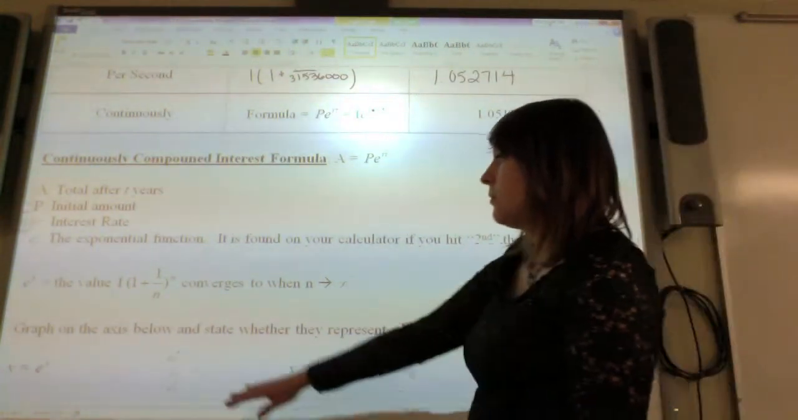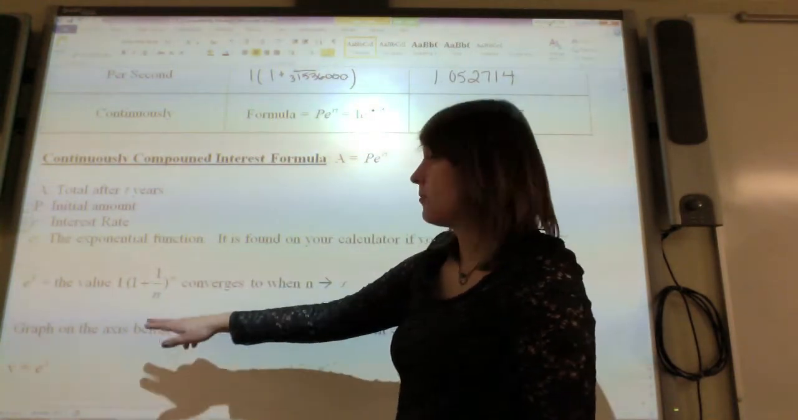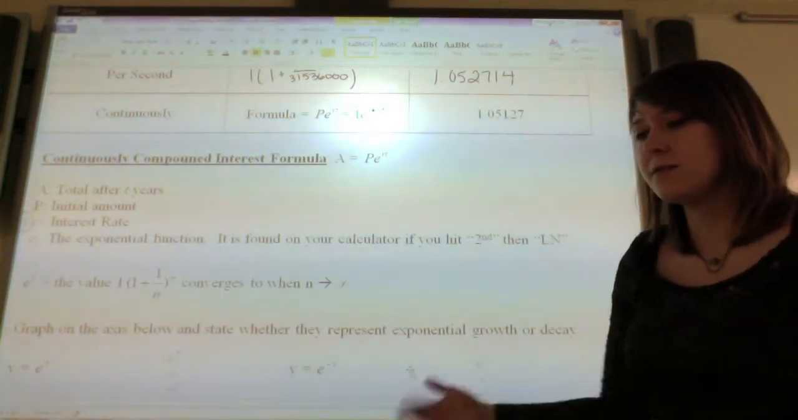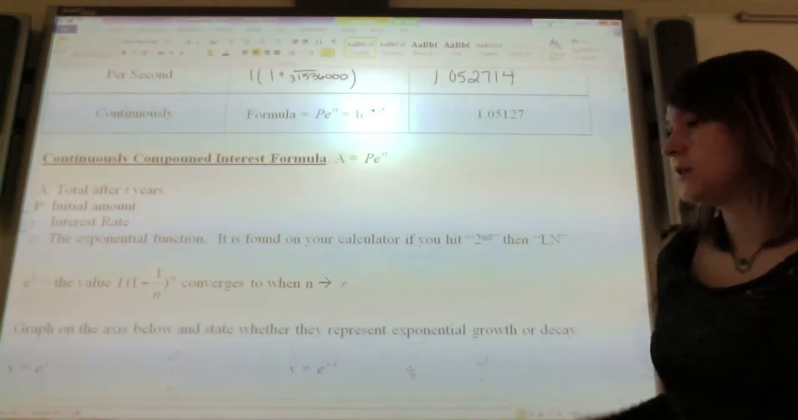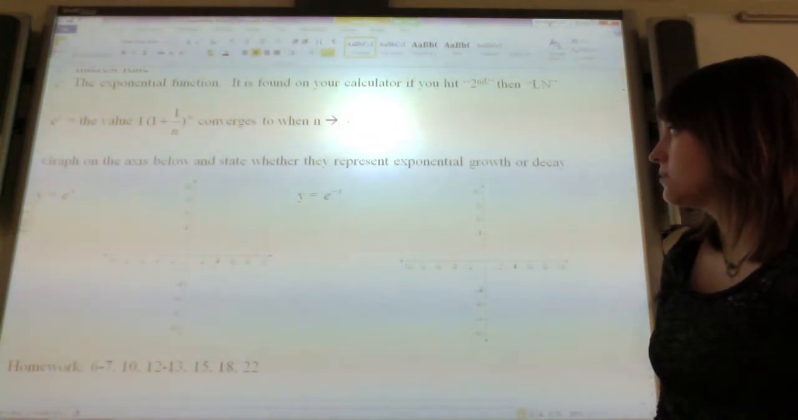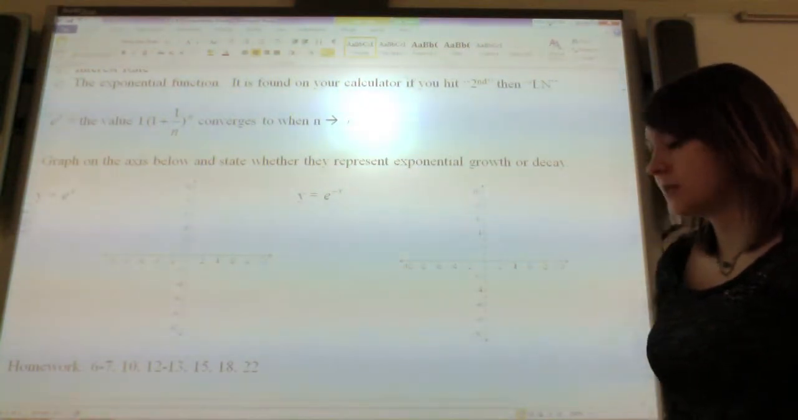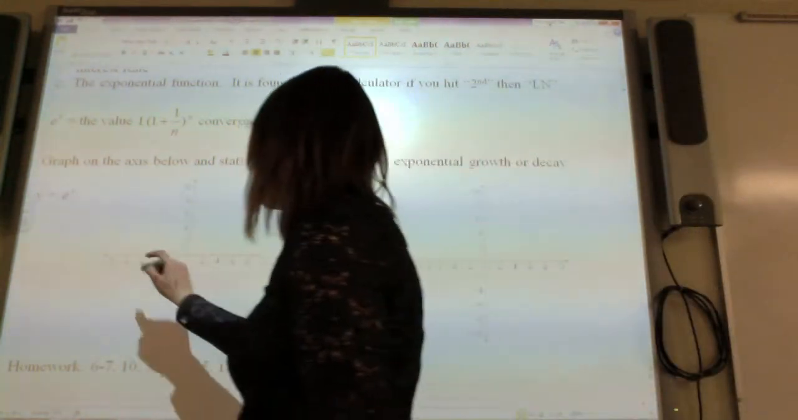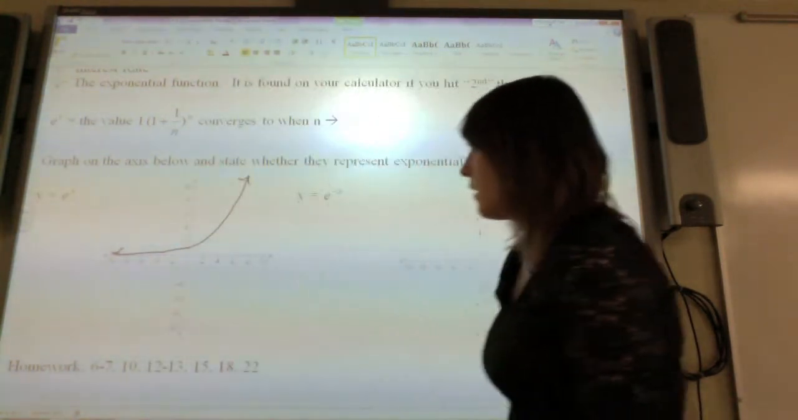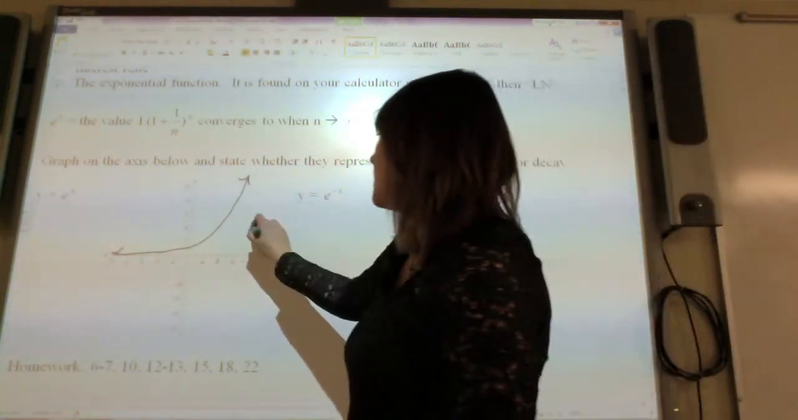Okay, so you'll notice that E is actually the value that this function, our compound interest formula, converges to when n is approaching infinity. So as n gets infinitely larger, we're approaching this value e. Okay, so we're going to graph these on the axis below and state whether they represent exponential growth or decay. So if I graph y equals e to the x, you'll notice that that looks like this. Okay. So does that represent a growth or decay? That would represent an exponential growth.